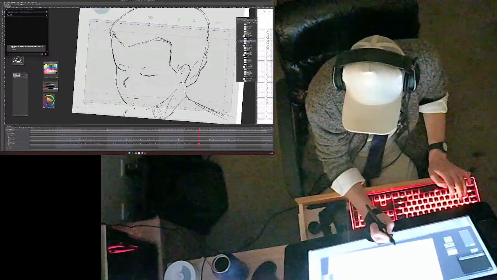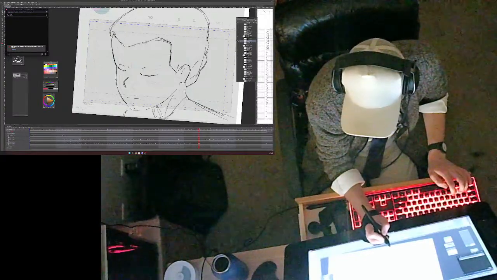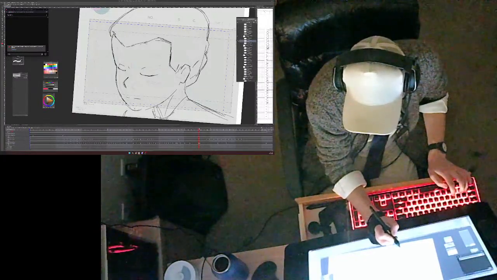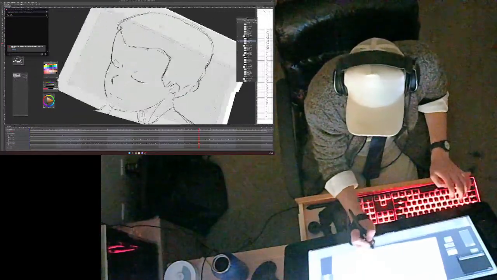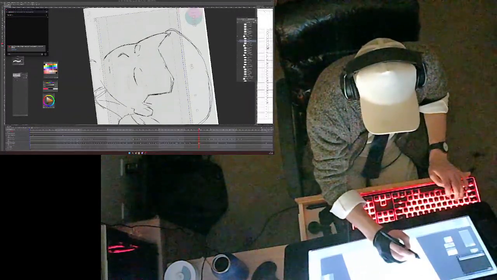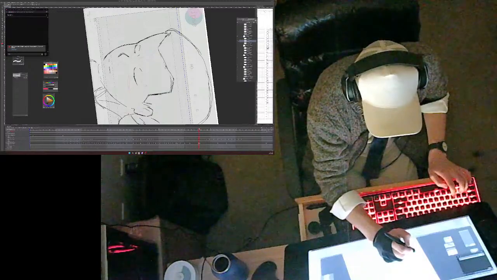So that's the cross point for the chin. Just try and lay that in. Some issue with it.